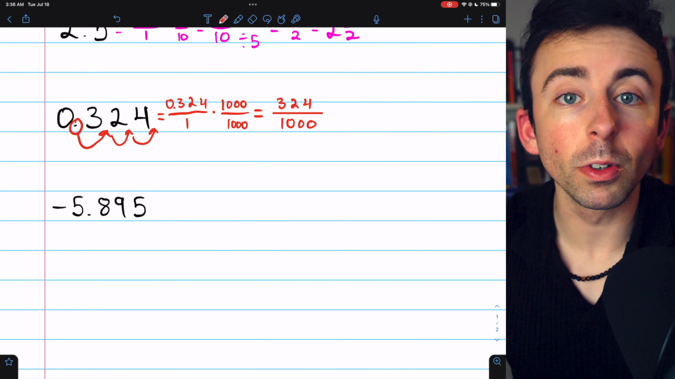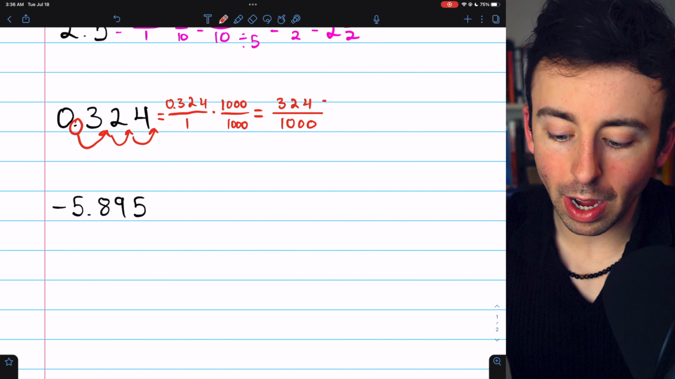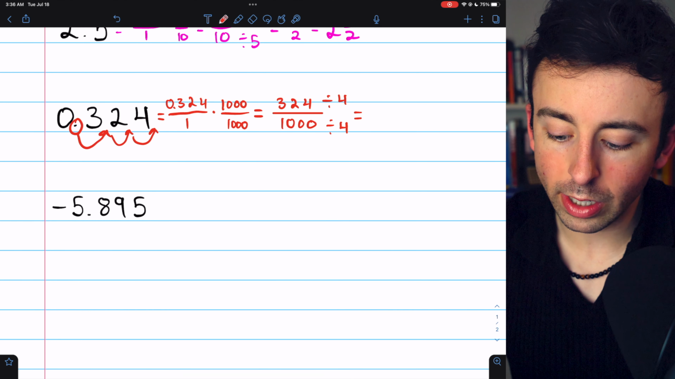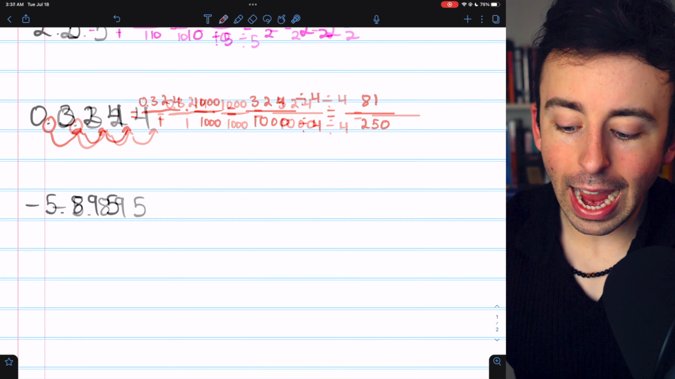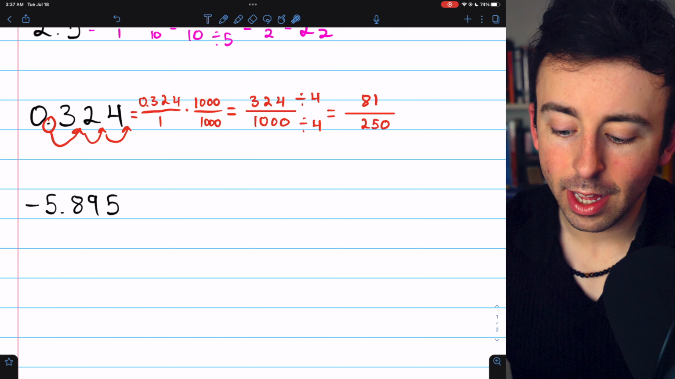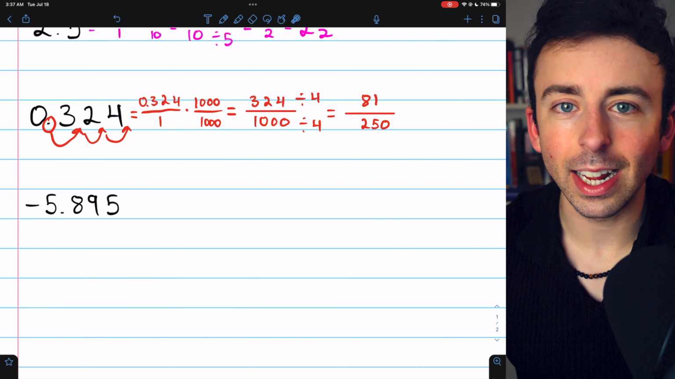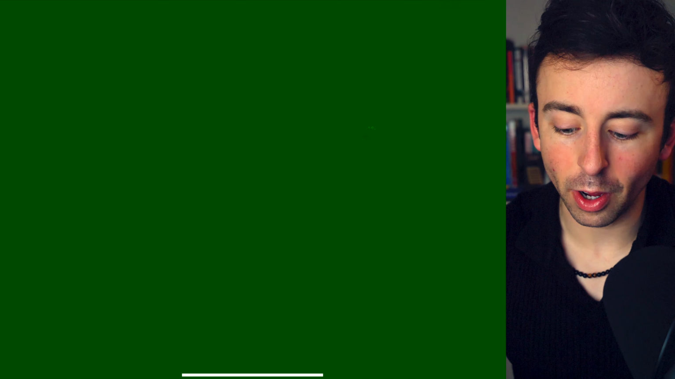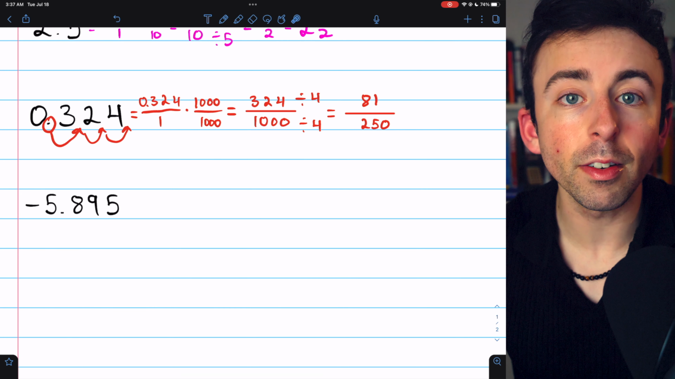And now we can reduce this fraction. If we divide the numerator by 4 and the denominator by 4, we're going to end up with 81 over 250. And this is fully simplified. The factors of 81 are 3, 9, 27. None of that stuff goes into 250, so this is fully reduced.